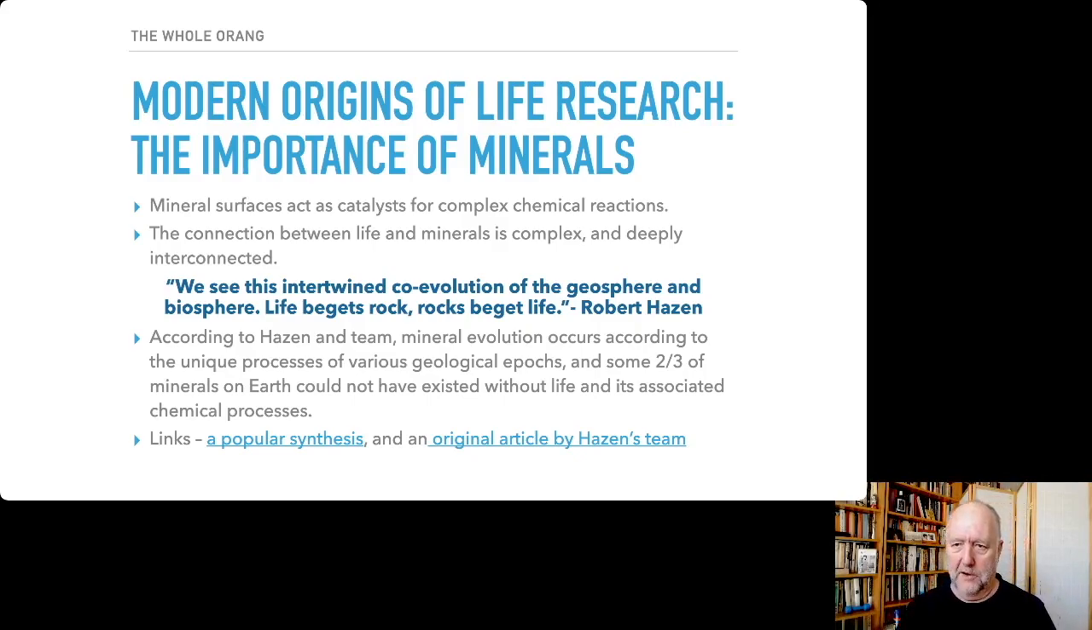And Robert Hazen, one of the biologists working in this, says, we see intertwined co-evolution of the geosphere and the biosphere. Life begets rock, and rocks beget life. In case that seems a bit strange to you, most clays today are the result of decomposition of organic materials.